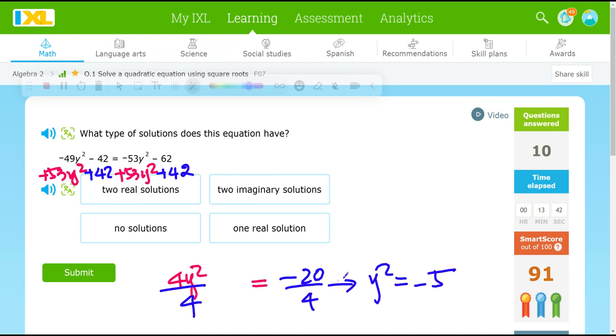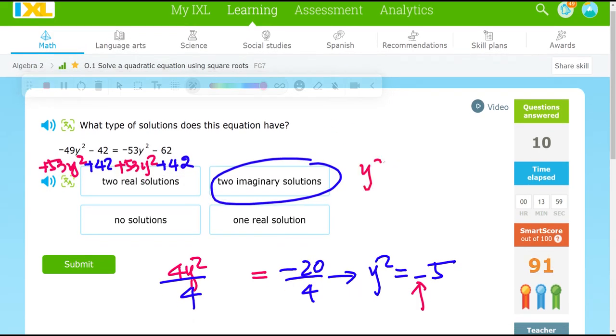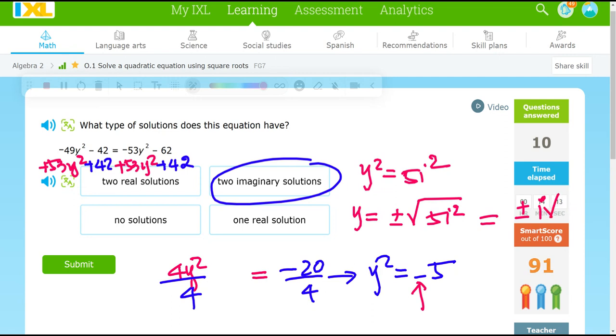You see, a perfect square equal to a negative number. The answer had to be 2 imaginary solutions. Alright? With a negative sign, you can tell it had to be 2 imaginary solutions. If you want to solve all the way, it's not a big deal. y squared equals 5 times i squared. So y equals plus minus square root of 5i squared. Simplify it, it becomes plus minus i, you move it outside, and then square root of 5. Okay, done. Let's choose the option of 2 imaginary solutions.